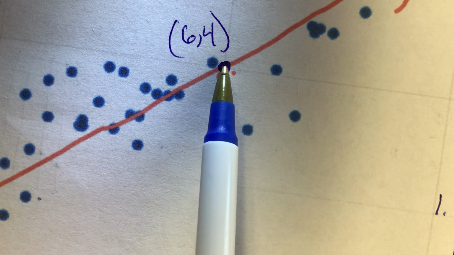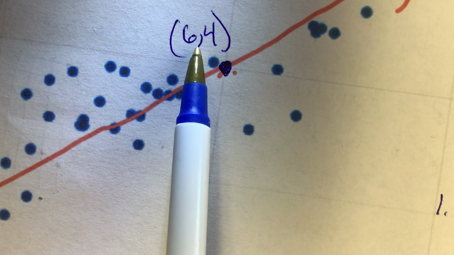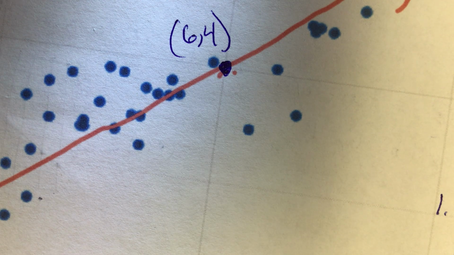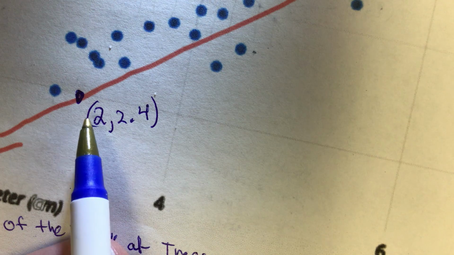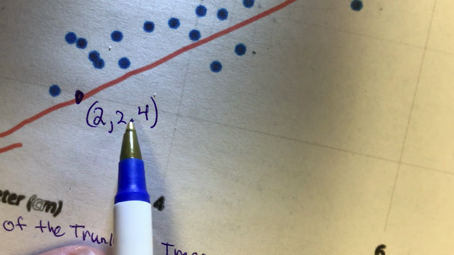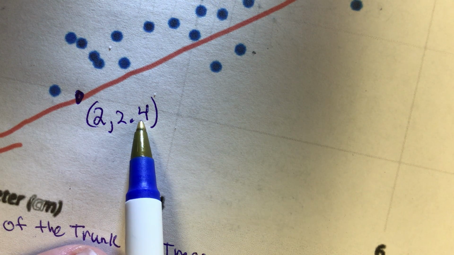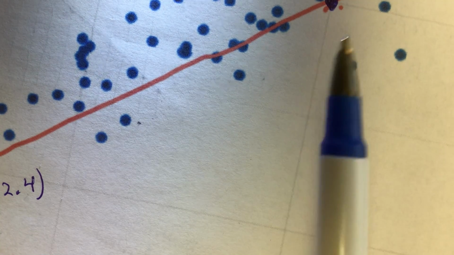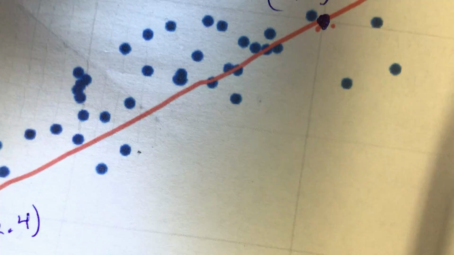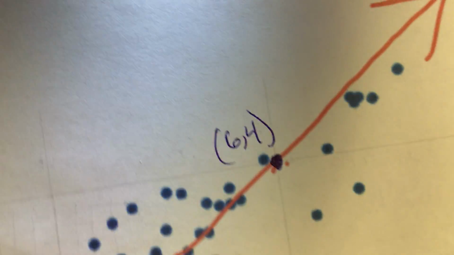It's key that you mark these points. Now there may not have even been one tree that was exactly 6 in diameter with a height of 4 meters, and there may not have even been one tree that was 2 in diameter with a height of 2.4 meters. But those are the 2 I picked, and that's what I'm going to use to answer some of these questions. So let's look at the questions now.